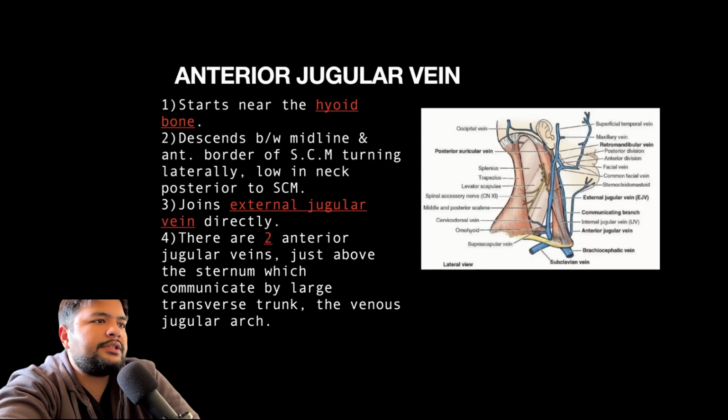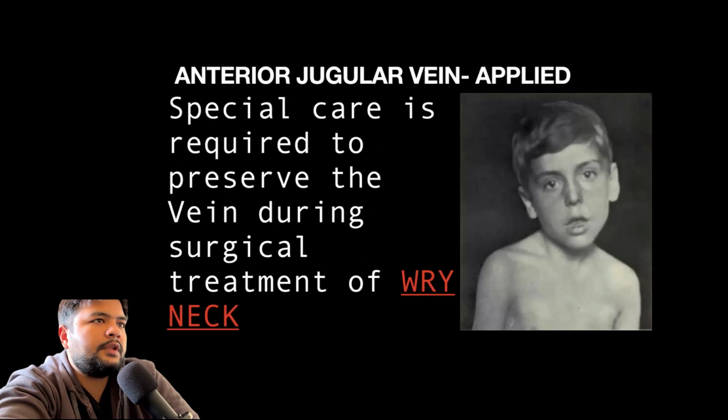There are two anterior jugular veins just above the sternum, which communicate by a large transverse trunk, the jugular venous arch. The applied aspect of the anterior jugular vein is that special care is required to preserve the vein during surgical treatment of wry neck.